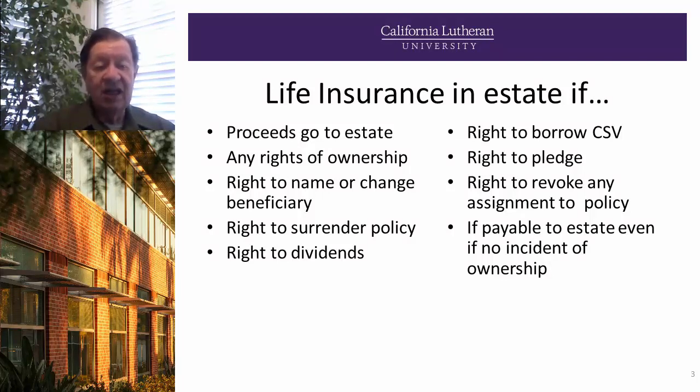Any rights of ownership, and that is interpreted very broadly: rights to name or change a beneficiary, right to surrender a policy, right to dividends, right to borrow on the cash surrender value, right to pledge the policy, right to revoke any assignment of the policy. And if payable to the estate, even if no incidents of ownership. So if someone else buys a policy on me and the benefits go to my estate, it's going to be included in my estate even though I did not have a right of ownership myself.